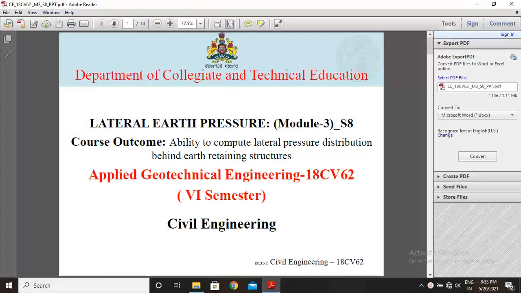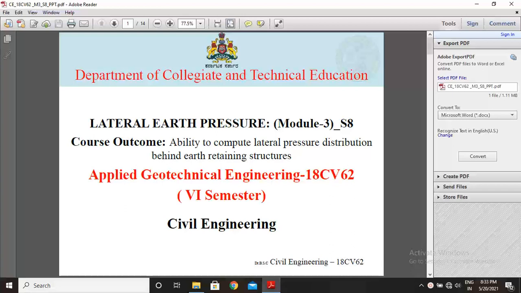Today I want to start session 8 of module 3. The title of module 3 is lateral earth pressure. This is part 2 of module 3. The course outcome for the second part of module 3 is the ability to compute lateral pressure distribution behind earth retaining structures.